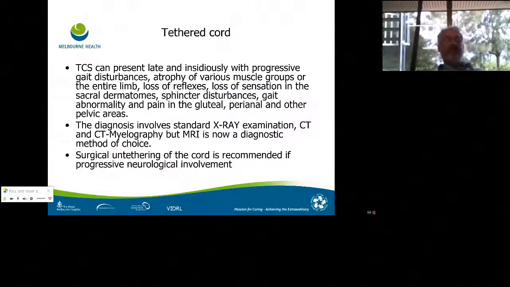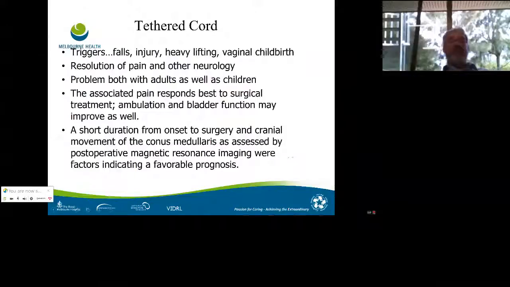Diagnosis isn't straightforward, but we generally use MRI as the diagnostic tool, and if there's progressive neurological involvement, as one might expect, then the treatment is surgical untethering. Triggers can be falls or trauma. Vaginal childbirth is associated with that.